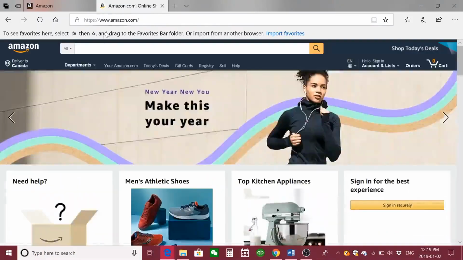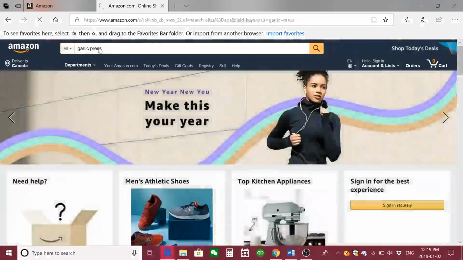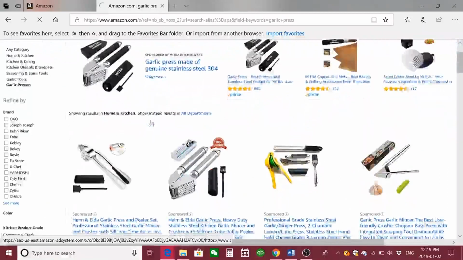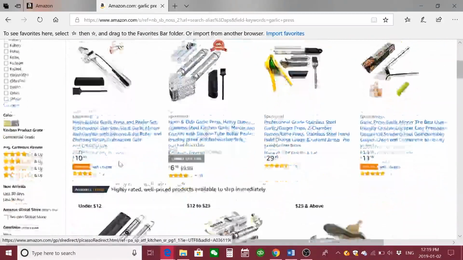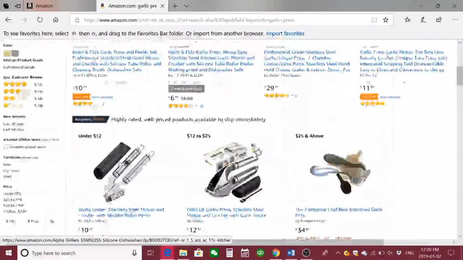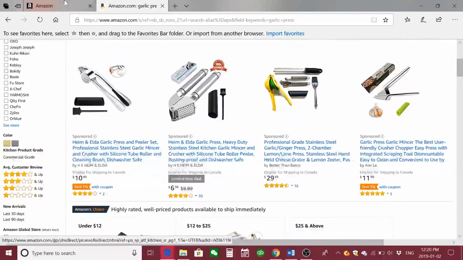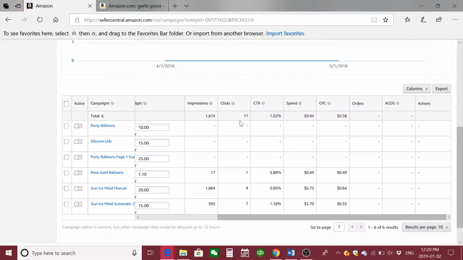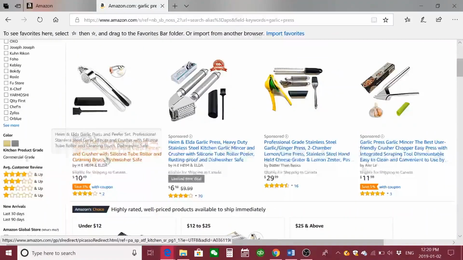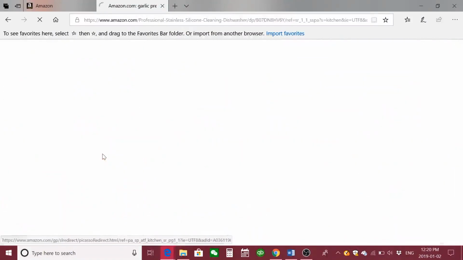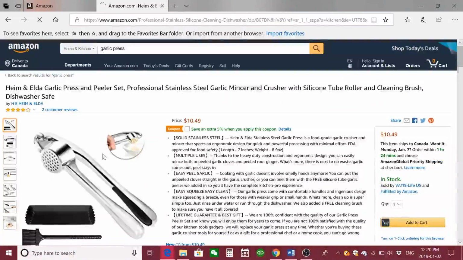So if I go on Amazon.com and I type in garlic press, and when I see this ad right here, say this first product is my product, that's one impression. I just went past it once. So I viewed it one time. Clicks is how many times I click on it. So the number of times your ads were clicked. So if I'm a customer and I clicked on this guy right here, that counts as one click.